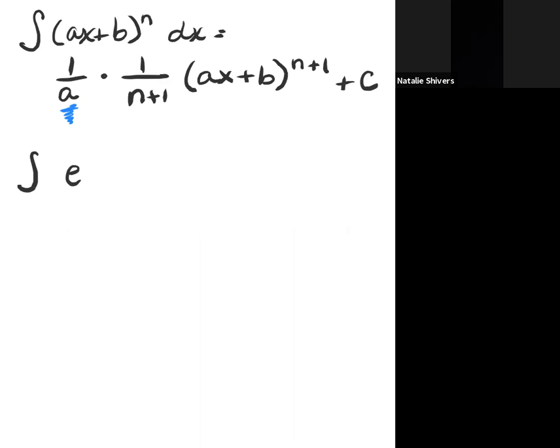The other one is e^(ax+b). We don't have to deal with the natural log rule that we did when we did the chain rule. Again, this one is going to counteract with that 1/a, and again, it's not always just a number. Then the e^(ax+b) stays the same, plus c.